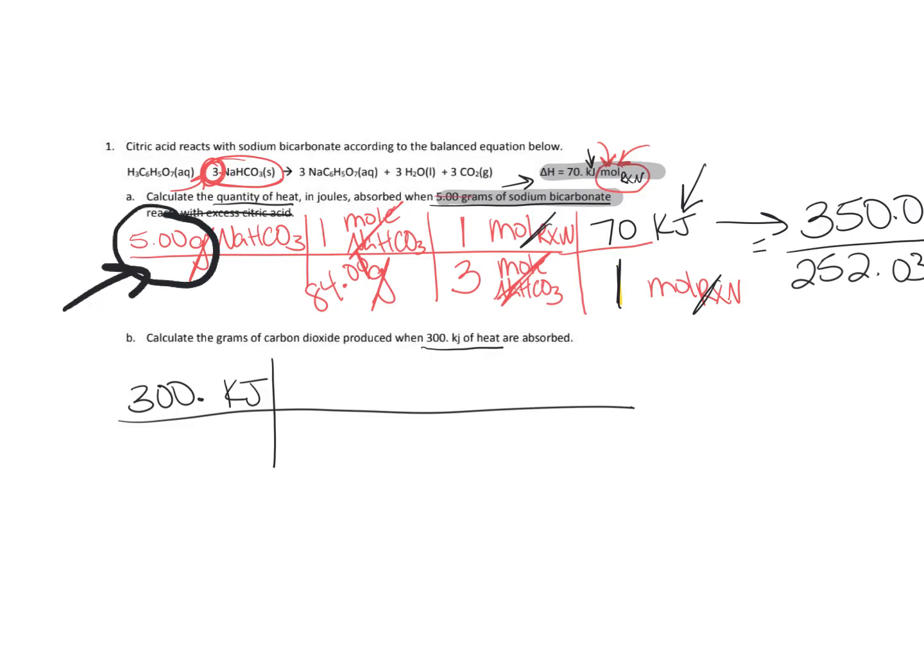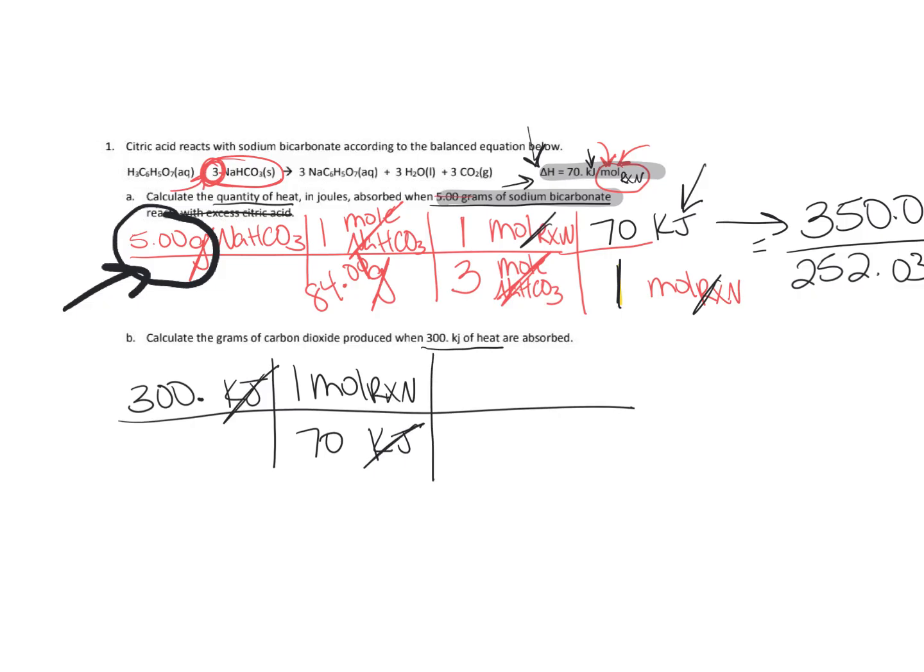Again, before I think about anything, I have this unit at the top. Automatically, I know that kilojoules is going to go to the bottom. The only connection I have to kilojoules right now is my delta H, my enthalpy. So I know that that is 70 kilojoules for every 1 mole of reaction.